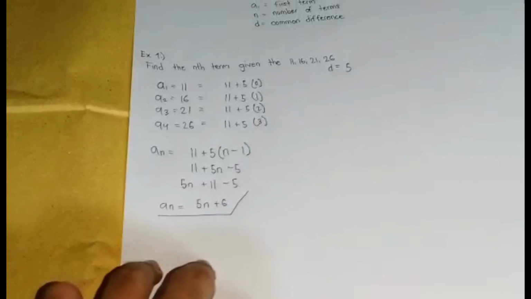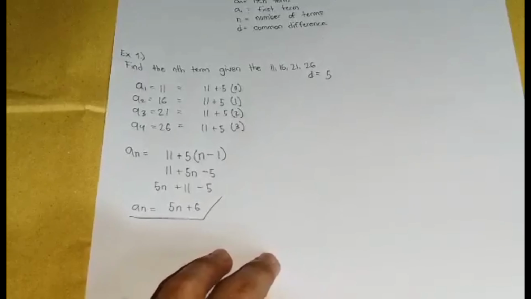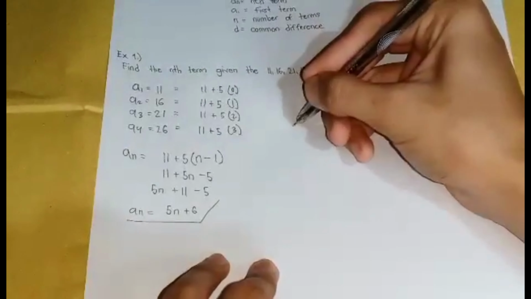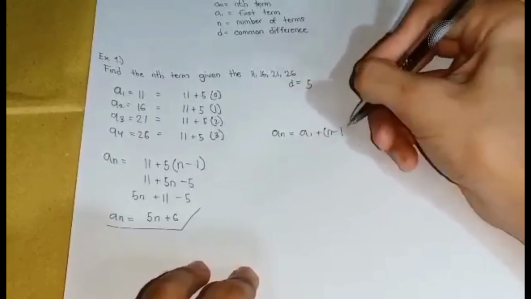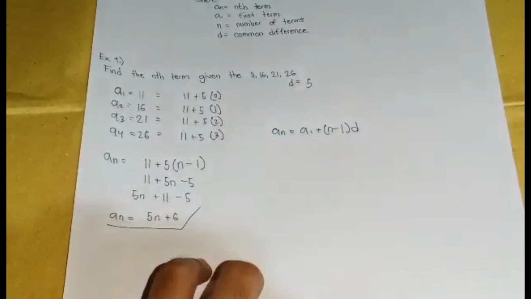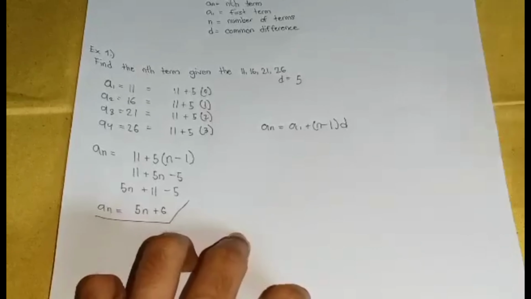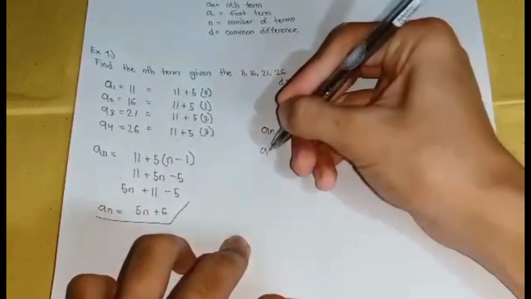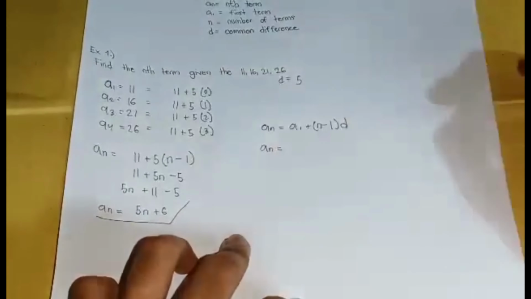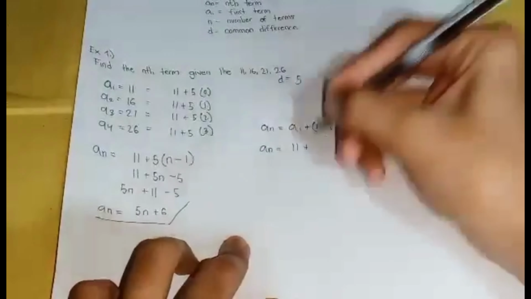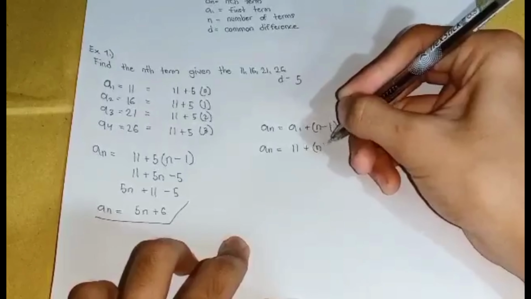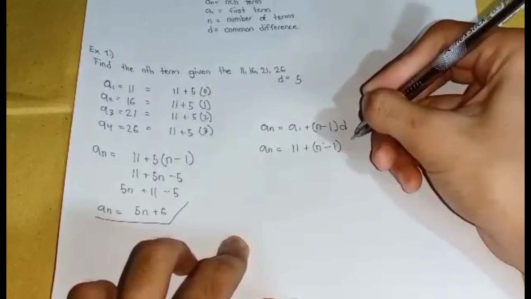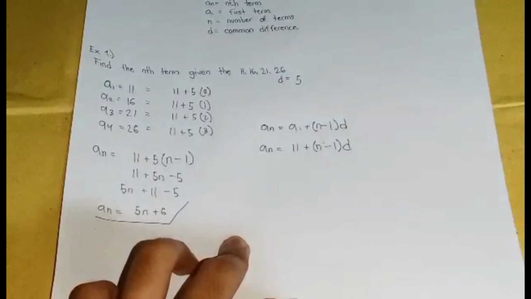5n plus 6. Ngayon, try naman natin gamitin ang formula. Gagamit naman tayo ng formula kung parehas lang. A sub n equal to a sub 1 plus n minus 1 and common difference. Ayan. Ano ang a sub 1? Ang a sub n ang hinahanap. A sub 1 is 11 plus and n, wala siyang n, and minus 1 and common difference.